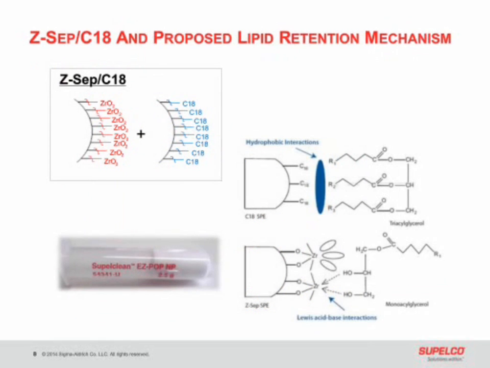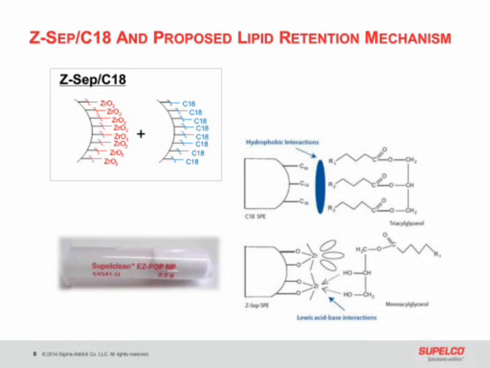So let's get more into Z-Sep C18. What is it? Well, Z-Sep is basically silica with zirconia bound to it. C18, we all know, is C18 on silica. If you mix the two, you have Z-Sep C18.